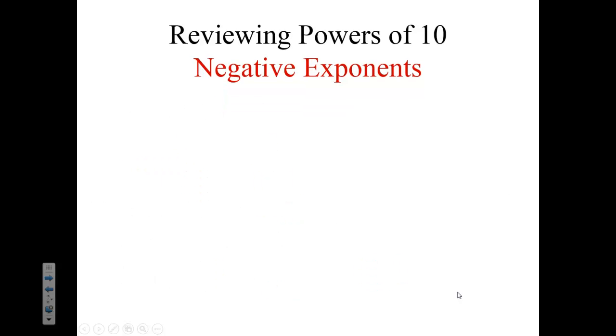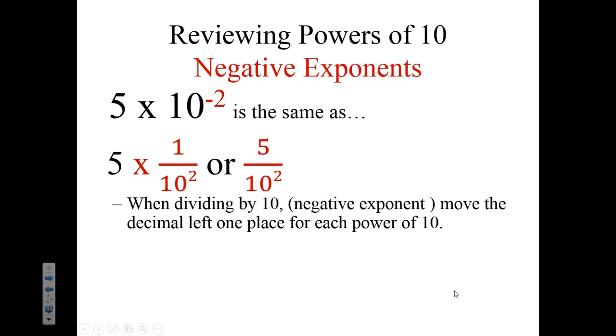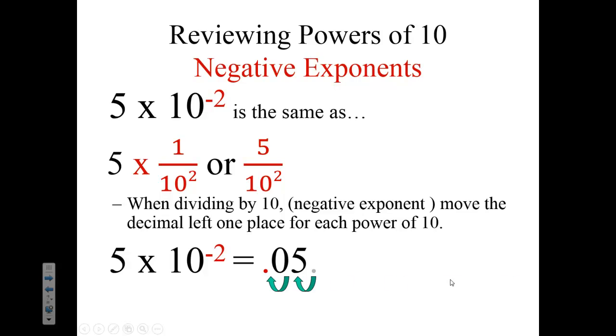And so 5 times 10 to the negative 2, just like before, that would be the same as 5 times 1 over 10 to the negative 2. 10 to the negative 2 is 1 over 10 to the 2. So 5 times 1 is 5 over 10 to the 2. We're going to divide 5 by 10 2 times. So we're going to scoot the decimal over 1, 2 places, and that equals 0.05, or 5 hundredths.